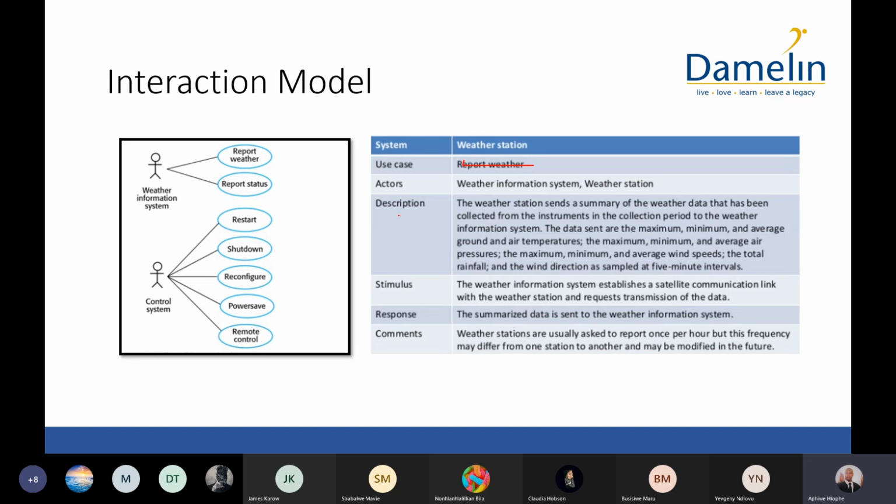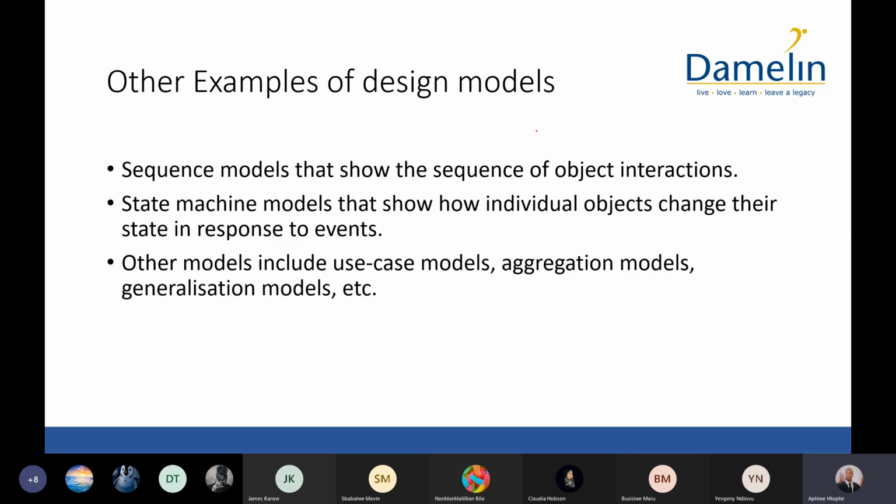And then you provide a description of what's actually happening in that particular use case. And then what triggers that particular use case? You describe it in text. What is the response after the use case is triggered? So what happens after, okay? And any other additional comments. So the important thing to take out of this is that for each use case in a particular use case diagram, you can use a table, and we call the table a use case description to provide further information about that particular use case.